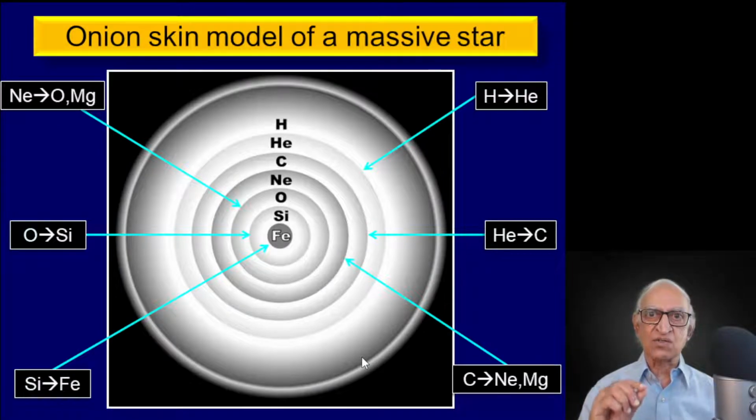When the iron core begins to form, if you were to look at the very center of a massive star, you will find the core, which will be roughly 1,000 kilometers in radius, looks like an onion. It has many layers: iron, silicon, oxygen, neon, carbon, helium, hydrogen, and there is still fusion going on at the boundaries, as indicated in this onion skin model of a massive star.